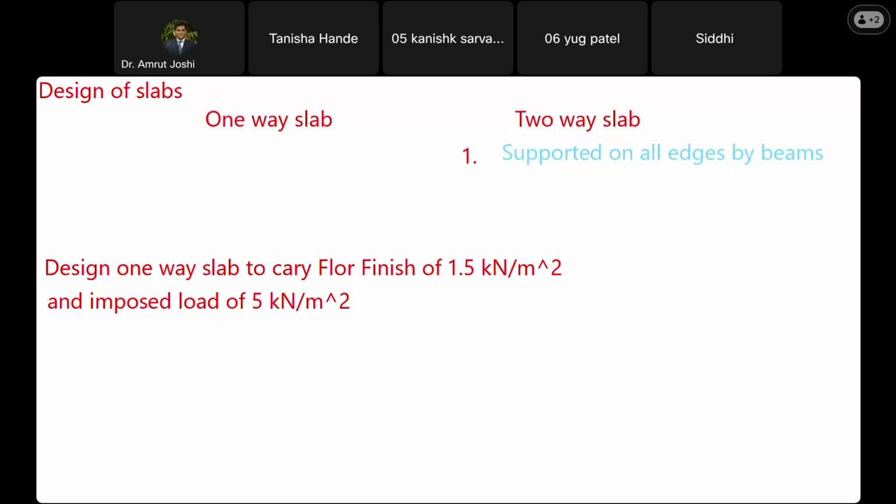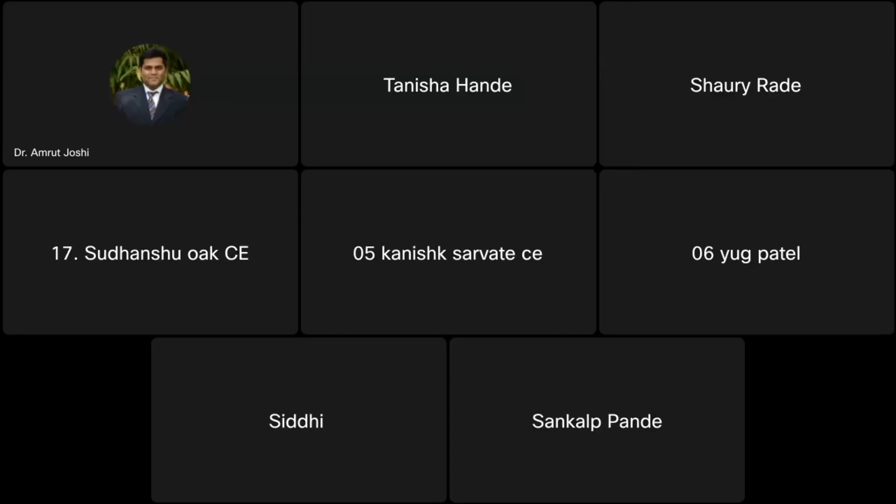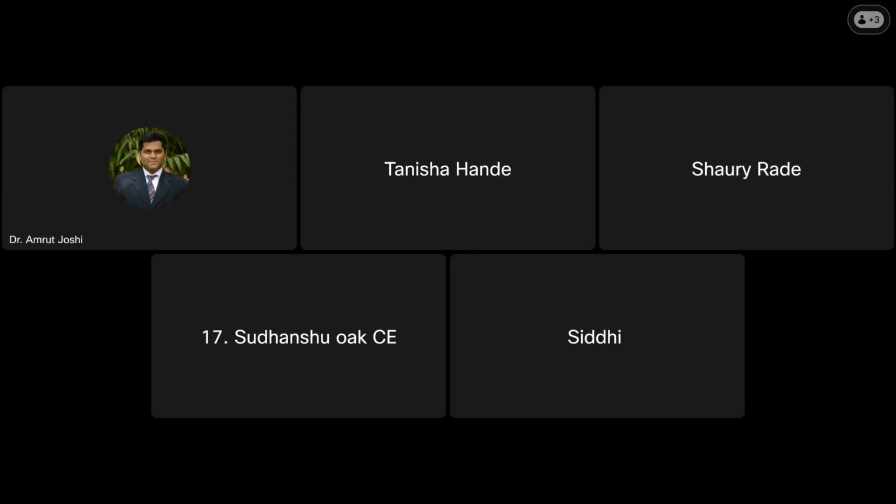What is the second condition? The second condition is the ratio of its span Ly by Lx, where Ly is the long direction dimension and Lx is the short dimension. This must be greater than or equal to 2. So let me demonstrate what I mean. I hope you are able to see these slabs once again.